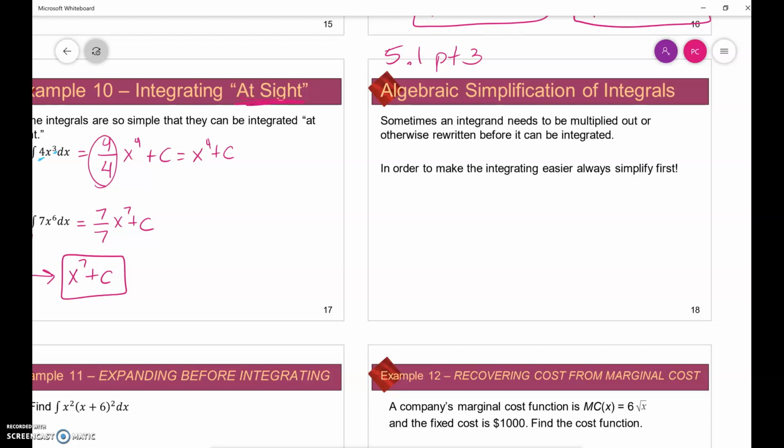All right, so we're in 5.1 part 3 for business calculus. And sometimes an integrand needs to be multiplied out or otherwise rewritten before it can be integrated. So in order to make the integrating easier, always simplify first. I can't stress that enough. If you will take the time to simplify that thing first, integration will be 100 times easier.